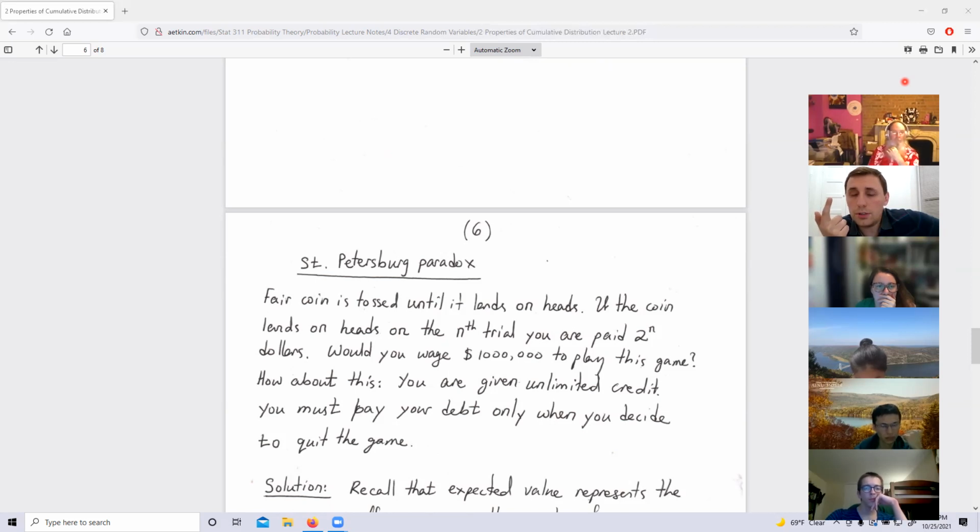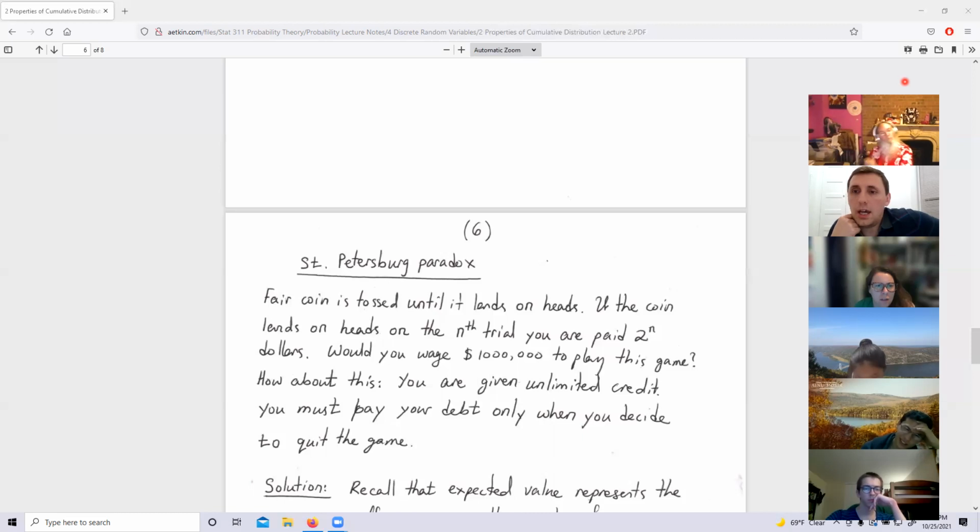power of 1 dollars. If it comes heads first time on the second roll, you get 2 to the second dollars, right? And then 2 to the third and onwards, you understand? So the longer the coin avoids coming up heads, the longer the game lasts and the bigger is your prize. Yes? Would you wager $1 million to play this game?